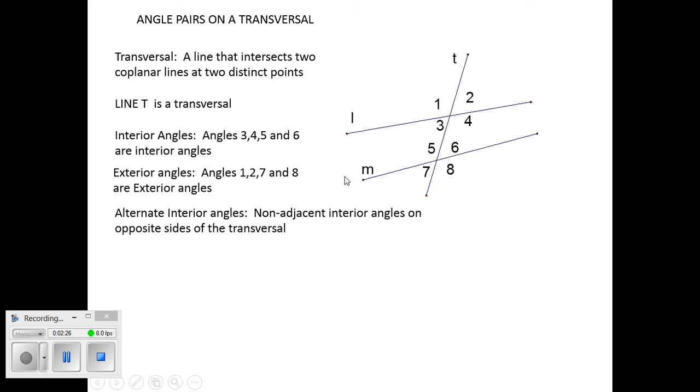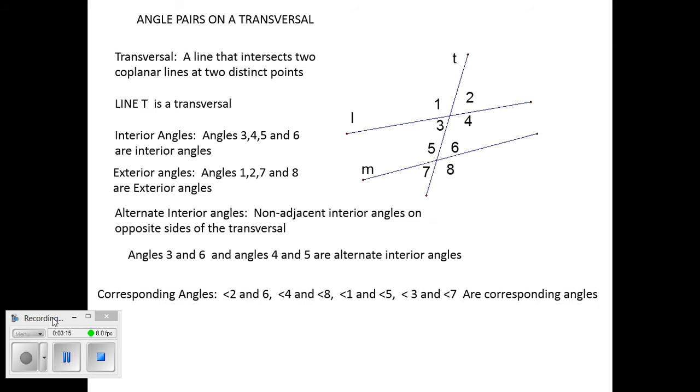Okay, so if we're tagging alternate interior angles, 3 and 4 are on alternate or opposite sides of the transversal T, but they are adjacent, so they are not alternate interior. 4 and 5 are what we call alternate interior because they are on opposite sides of the transversal, but they are not adjacent or next to each other. So the alternate interior angles that we identify whenever a transversal passes through two lines, as depicted in this picture, are 3 and 6, 4 and 5.